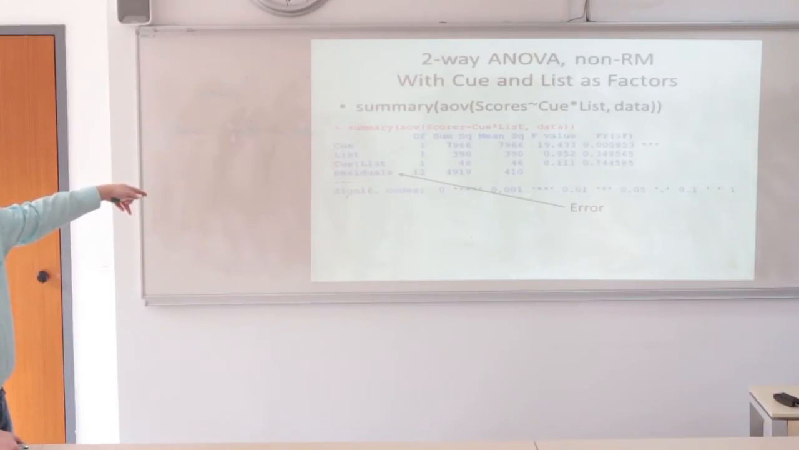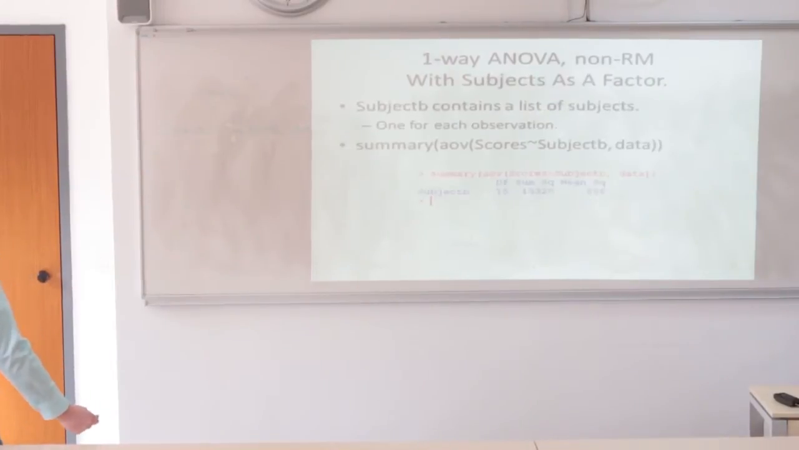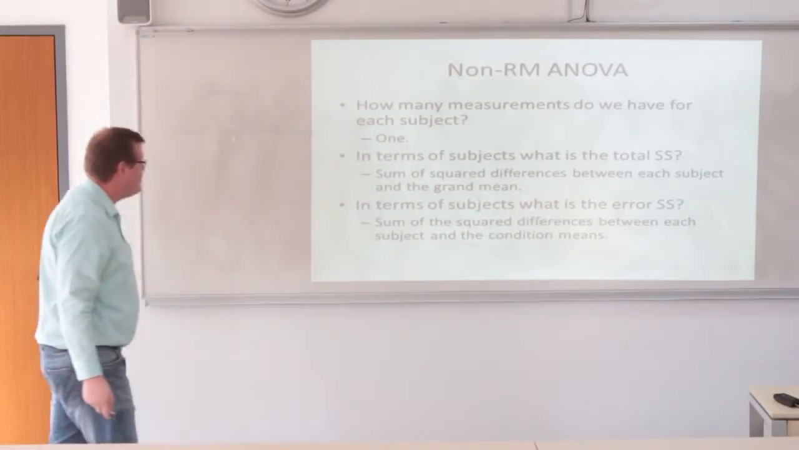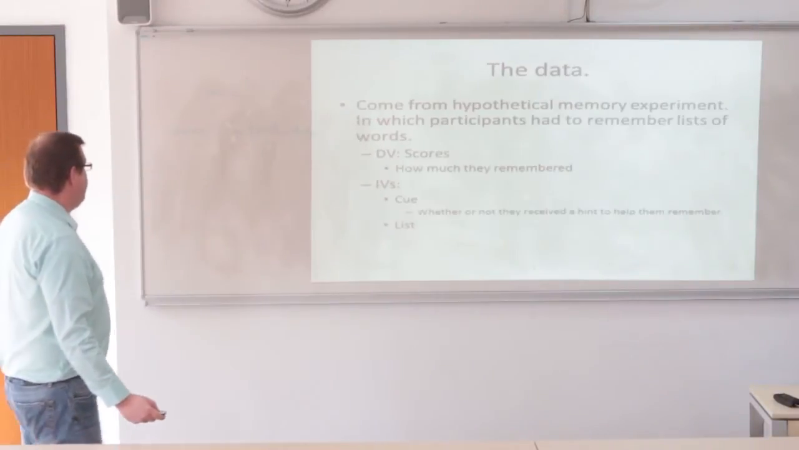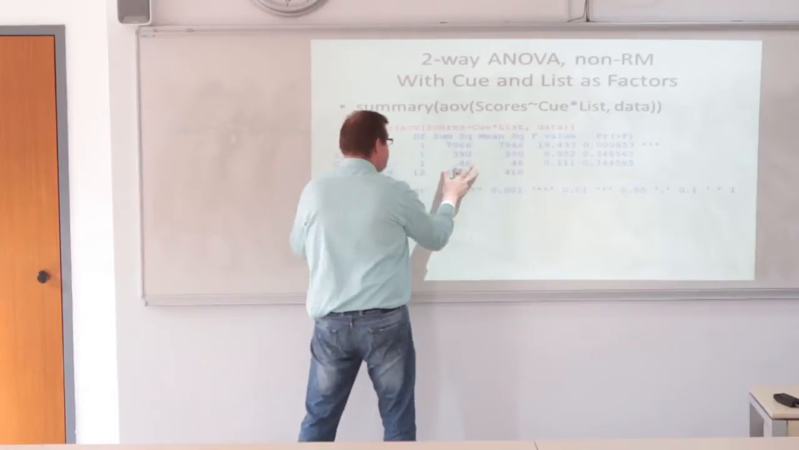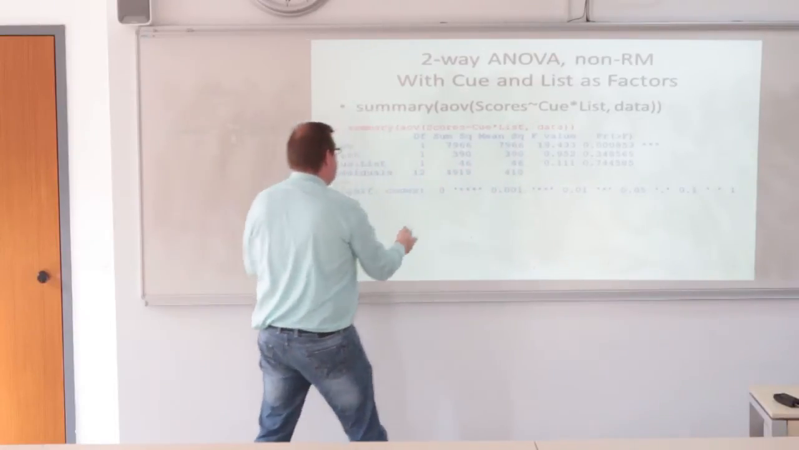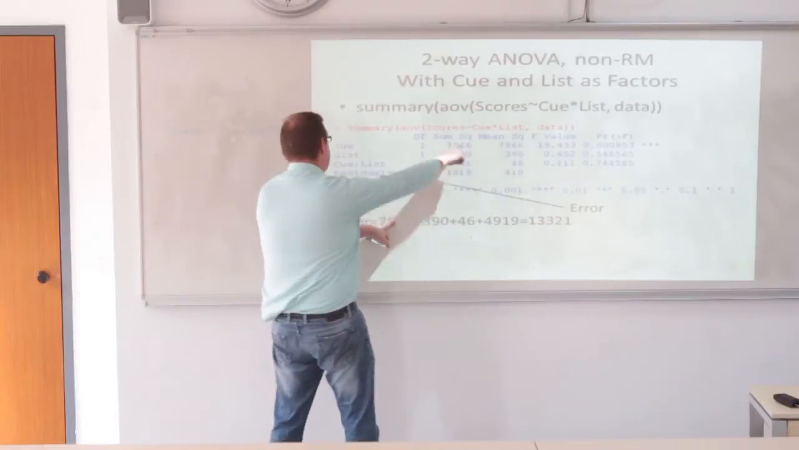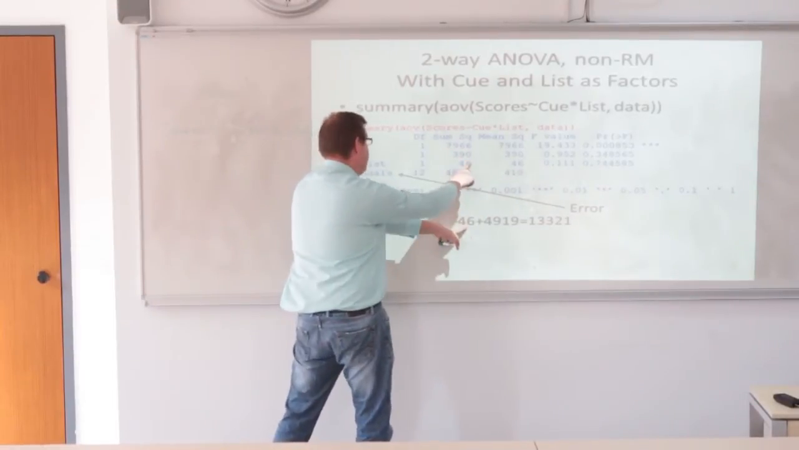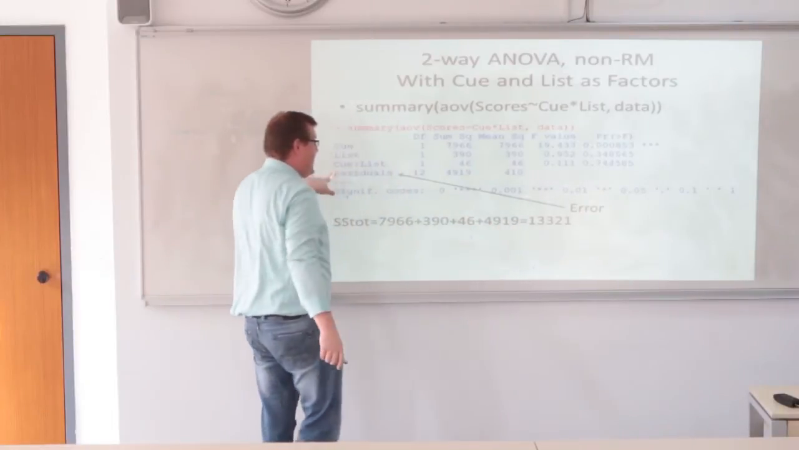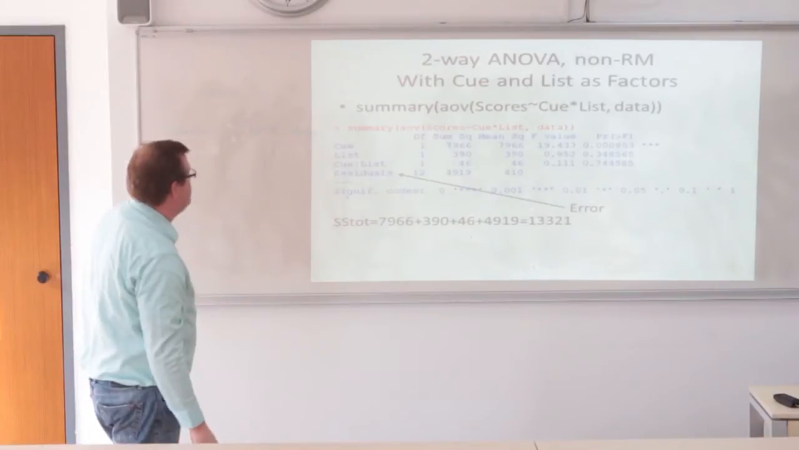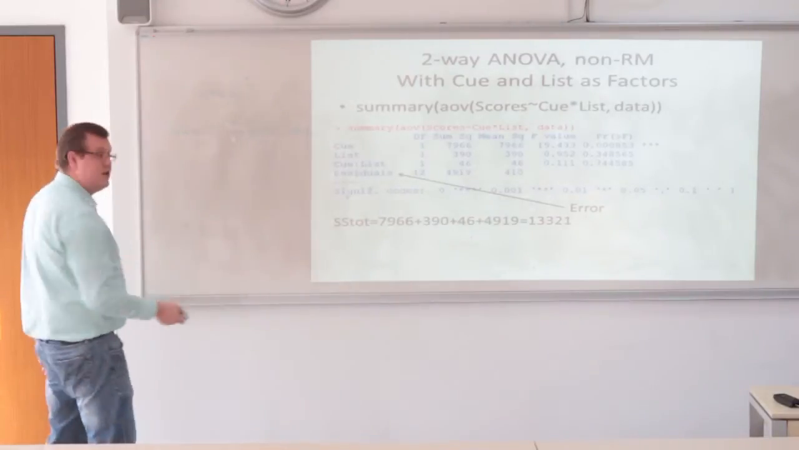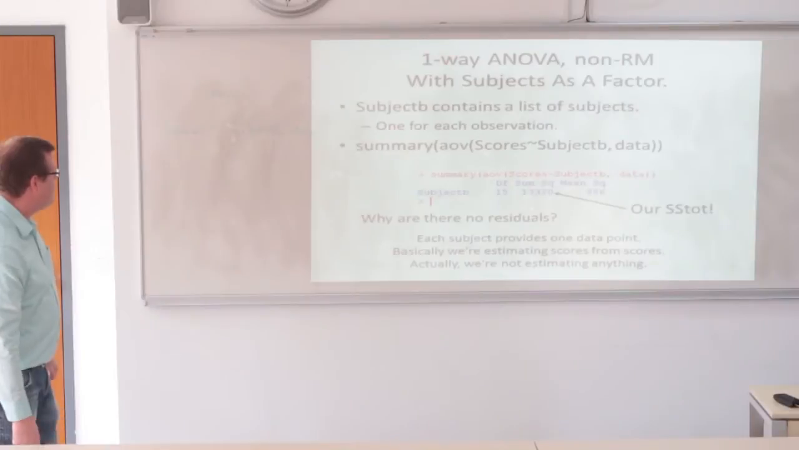So the residuals, this is our error. This is what we've been talking about as error. Earlier, we said that the sum of the squared differences between each subject and the condition means was the error. That's this part that's left over. So let's see if things add up. Our sum of squares total is going to equal the sum of squares for Q plus the sum of squares for the list plus the sum of squares for the interaction plus the sum of squares for the error. And we get 1, 3, 3, 2, 1. That should be the sum of squares total. Now, we just did an ANOVA earlier where we only included subjects. Let's go back and see what the sum of squares was. What was it?